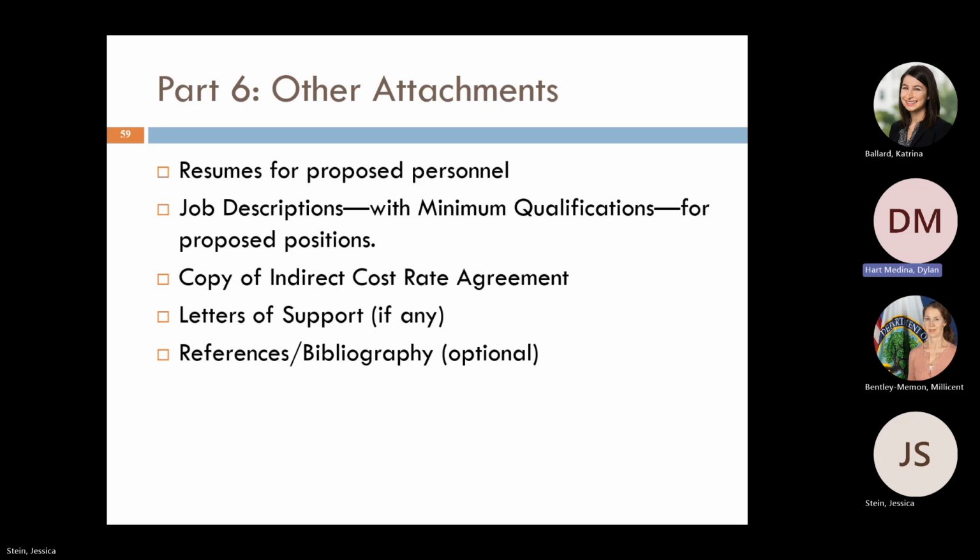Part 6 is other attachments. So if the project director and key personnel have been selected and identified in the application, applicants will provide job descriptions with minimum required qualifications and brief resumes that describe the unique qualifications for the responsibilities the key personnel will carry out under the project.